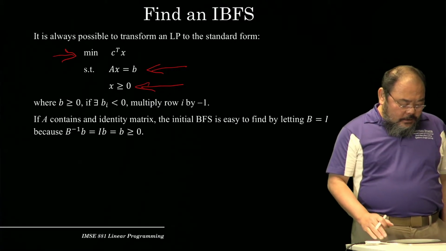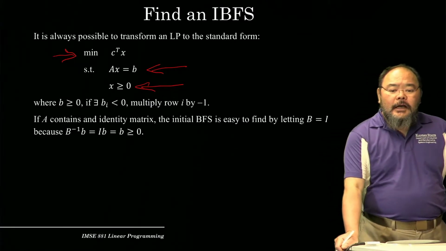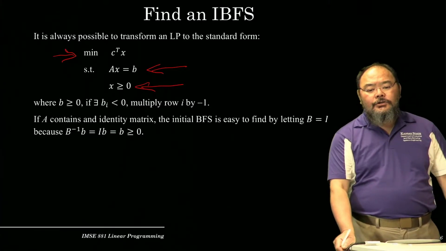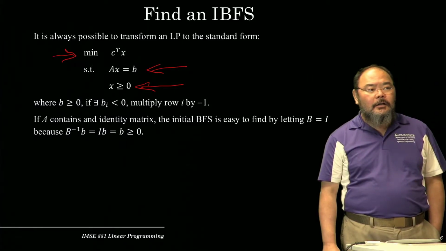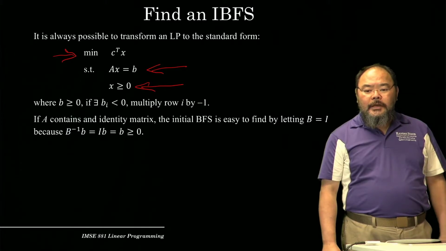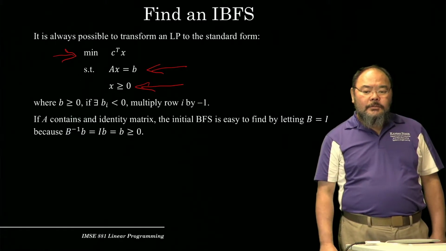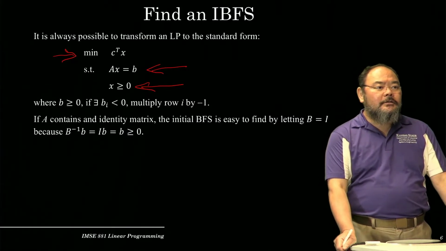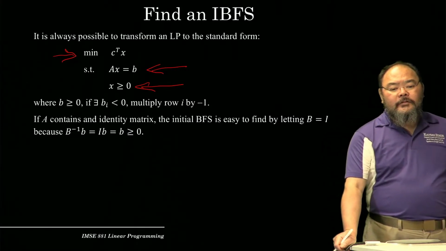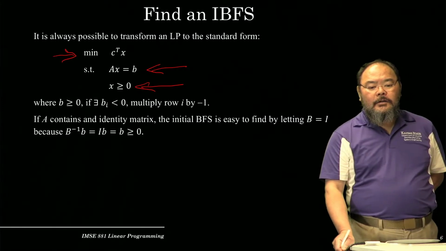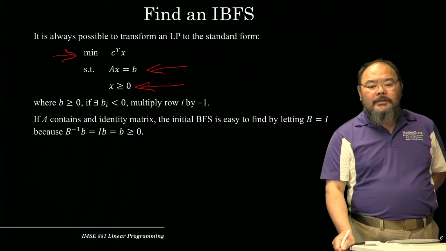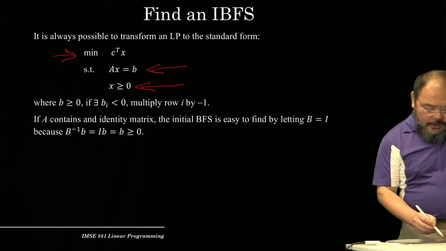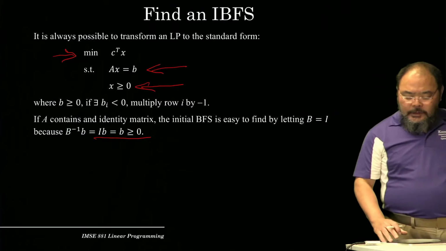If the A matrix contains an identity matrix, then the initial basic feasible solution is easy to find. We just assign those columns as basic columns, so the initial basis will be identity. Since the basis matrix B is identity, B inverse is easy to calculate as well, being identity itself. Then B inverse times b, the initial basic feasible solution, will be the identity matrix times b, which is b itself. So that is fairly easy.